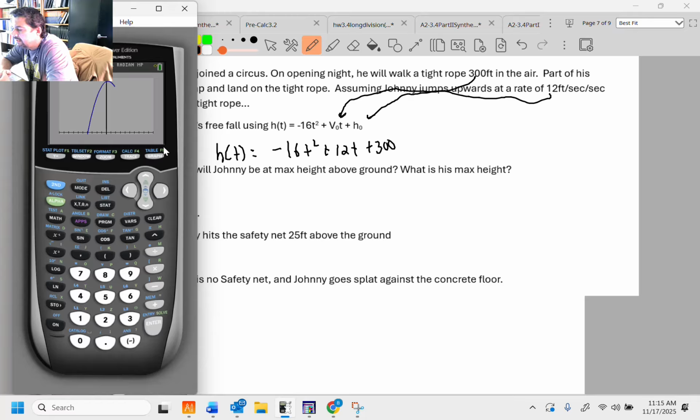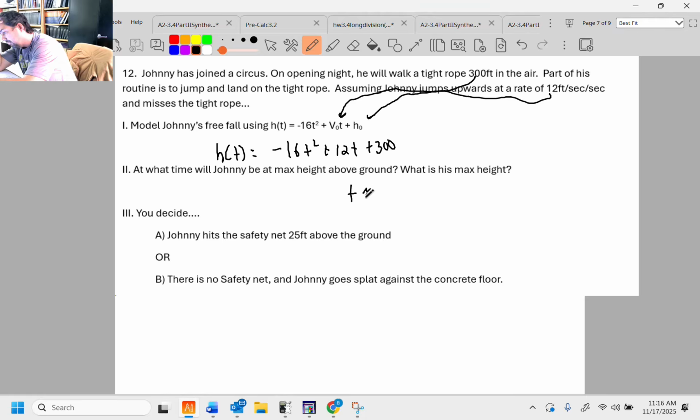And you can find a maximum using a TI-84 at second trace, where everything is. Second trace 4 for maximum. We're going to get left of the maximum, press enter. We're going to get right of the maximum and press enter. And then we're going to press enter one more time for guess. And we have the x value and we have the y value. The x value is 0.375 seconds.